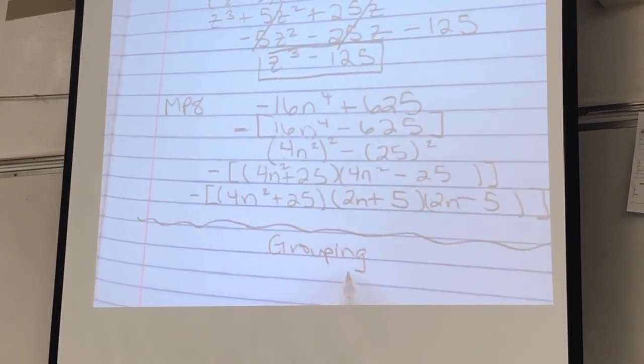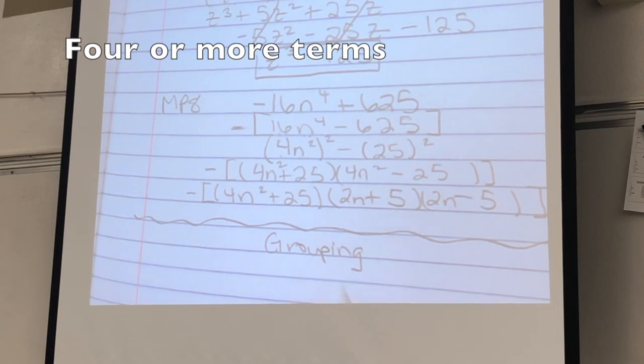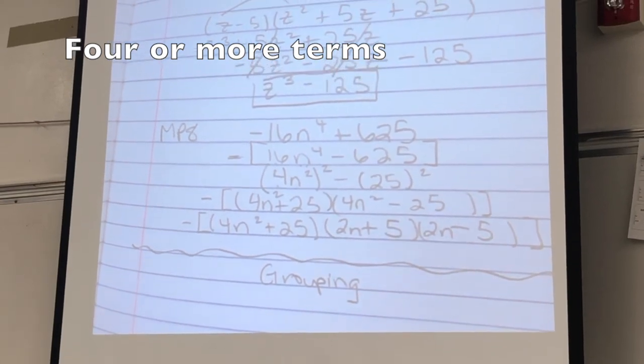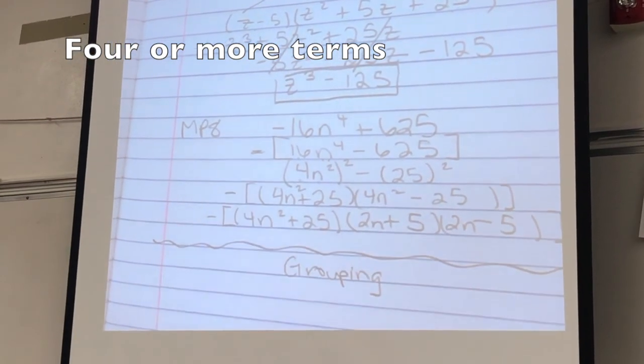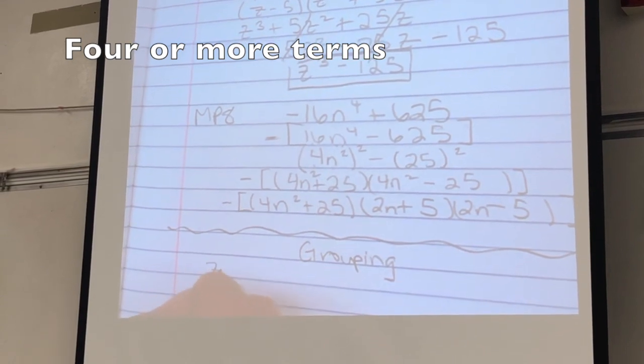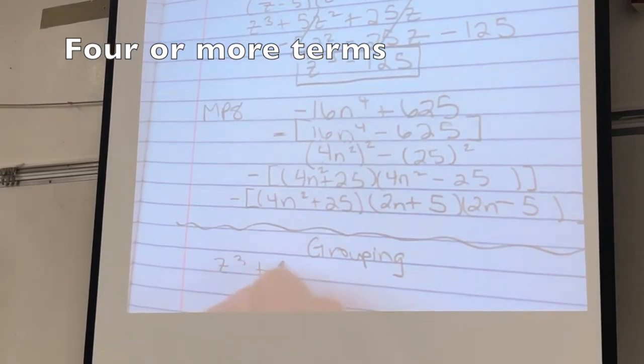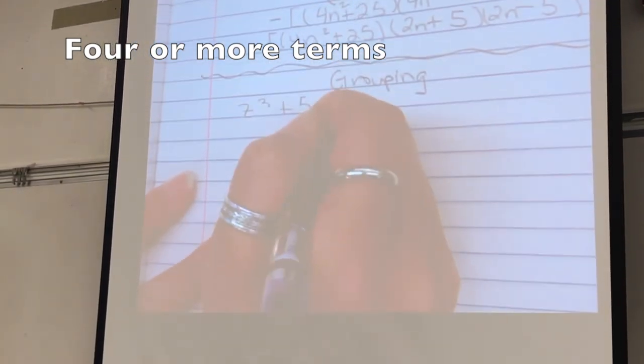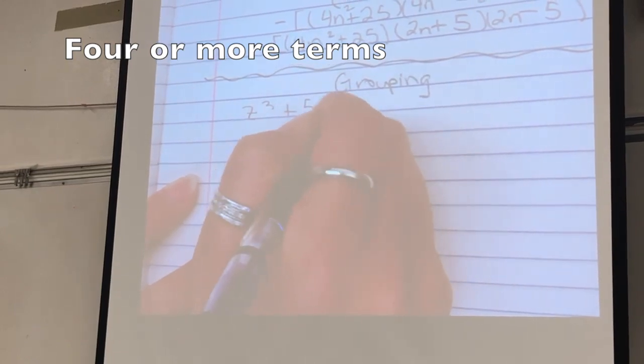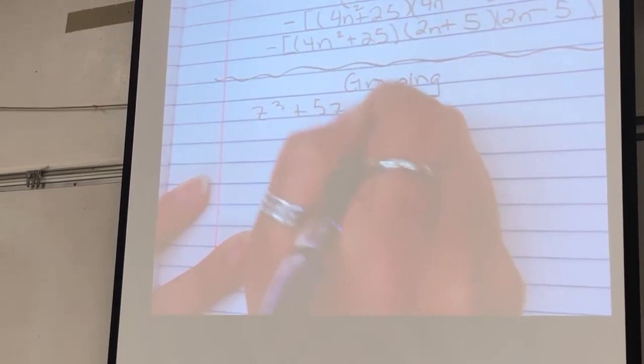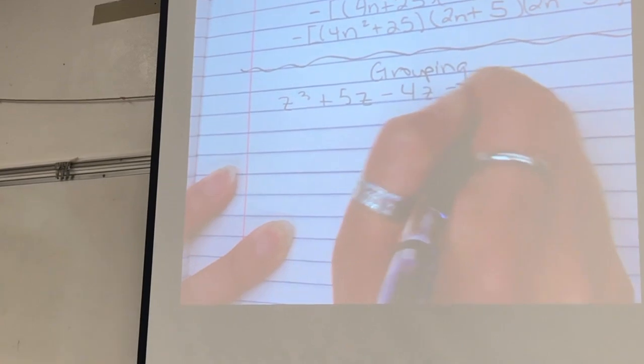You use grouping for factoring when there are 4 or more terms. Okay, here's the first one. z cubed plus 5z squared minus 4z minus 20.